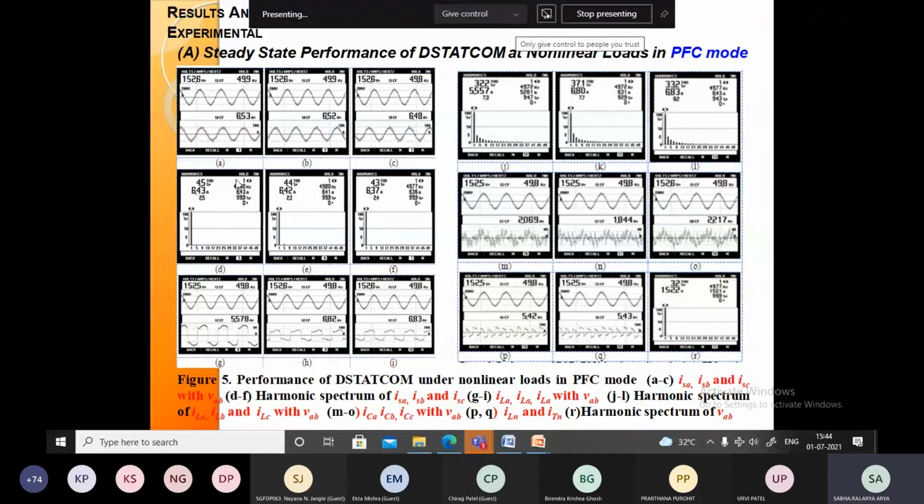In PFC mode, you can see the supply current distortion is near 5%, which according to IEEE 519 you want to maintain. At the same time, you can see the converter current and the nature of those currents. We can also see the neutral wire currents: load neutral and capacitor neutral are equal and opposite, so the supply neutral becomes 0. The supply current distortion is near 5% and the load distortion near 32%. From 32% we have maintained it up to 4.5%.